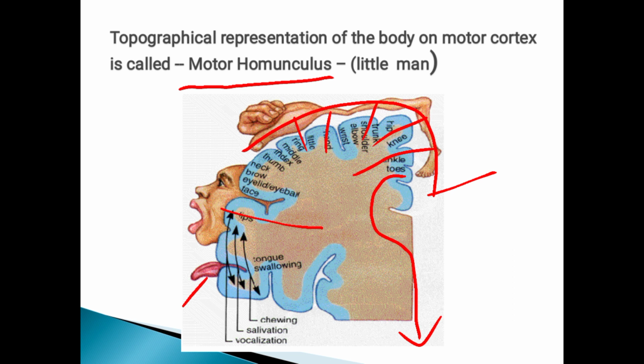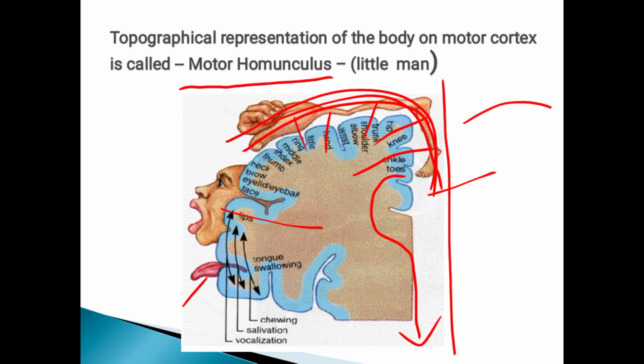Okay, so the body is represented upside down, that means it starts from the toe, from the leg, and goes down like this. And contralaterally means the same is present on this side. So your right body part, the hand, fingers and all, is present in the left hemisphere, the left motor cortex. Your left body parts are present in the right motor cortex.